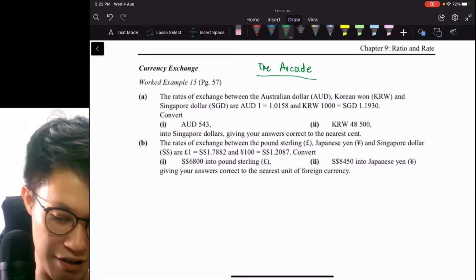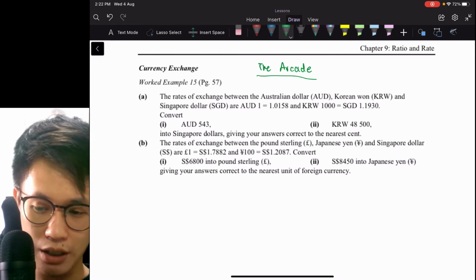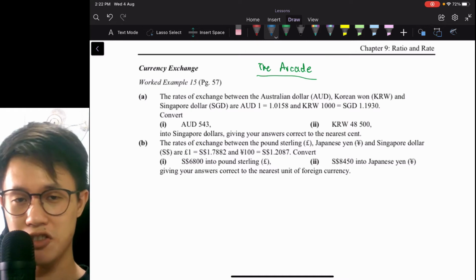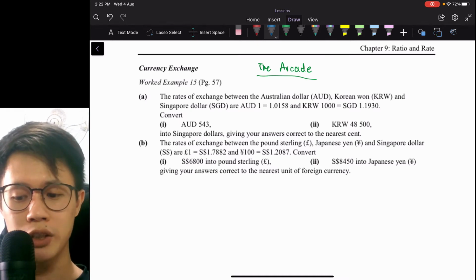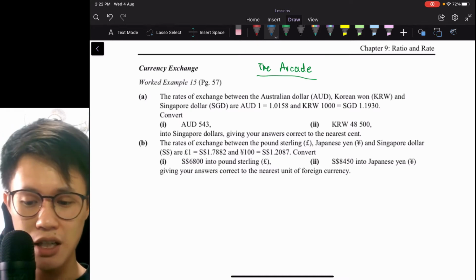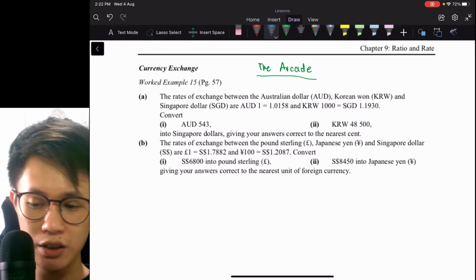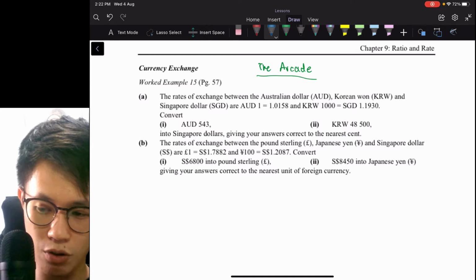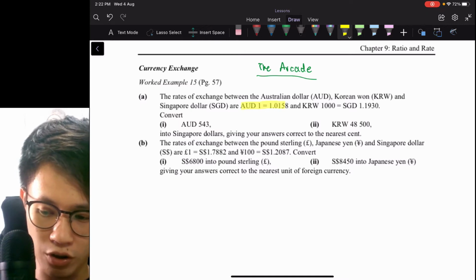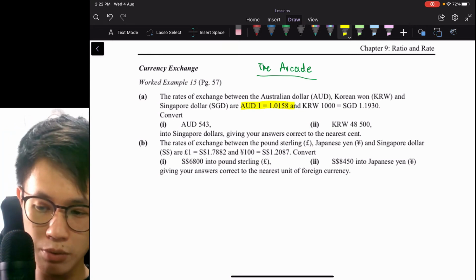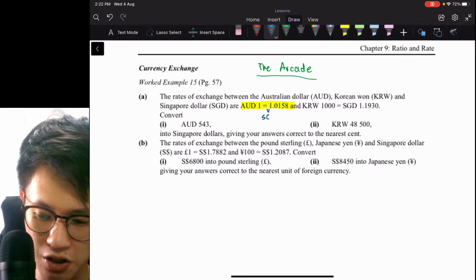So knowing how to calculate rates of exchange is actually quite important. It's under the topic of rate because it's how one quantity changes with another quantity. So we have the Australian dollar here and the Korean won. Let's talk about Australian dollar first. So 1 Australian dollar is equal to 1.0158 Sing dollars. Do me a favor, there should be an SGD in front.